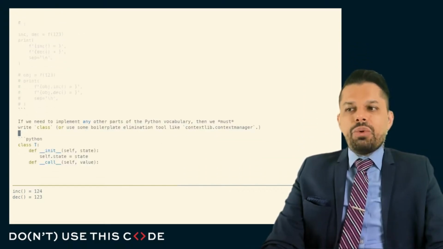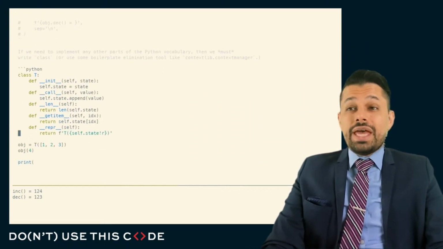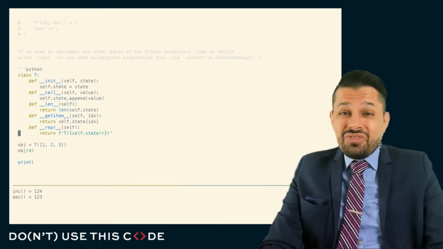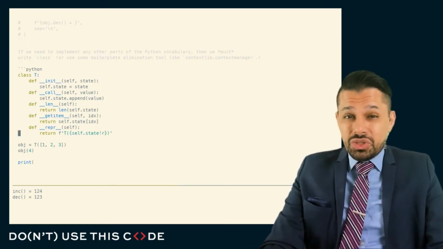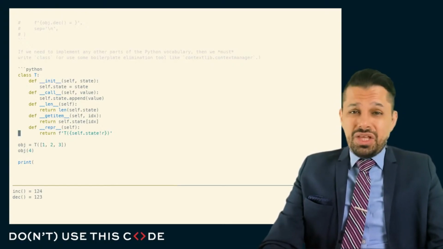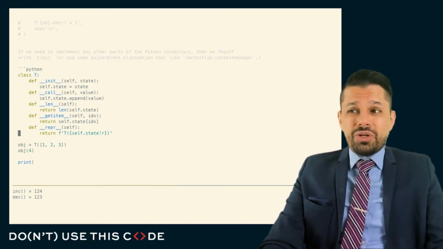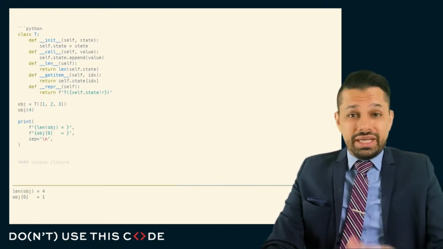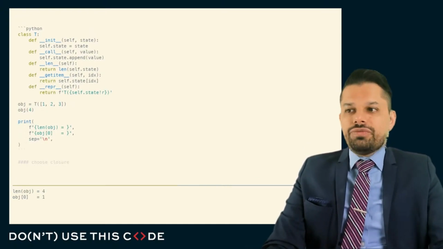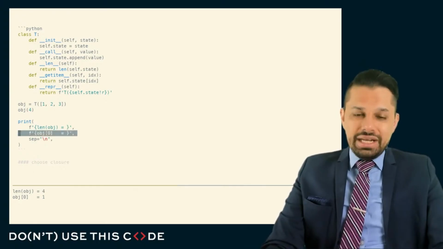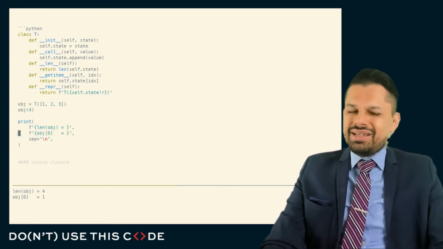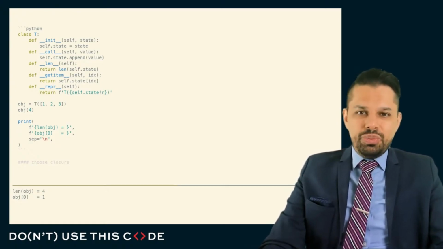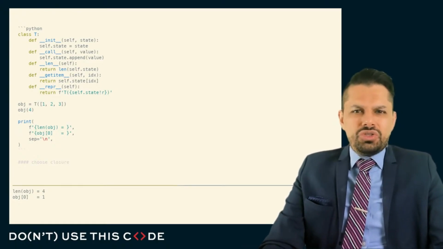If it's the case that we want to implement the Python vocabulary, then we must write a class-based object because, other than employing some boilerplate elimination tool like a contextlib.contextmanager, the only way that we can interact with the Python vocabulary is by writing these data model methods. So in this case, if we wanted to support things like len, that top-level built-in function, or the __getitem__ protocol, well, it's going to be really, really clumsy to do this with a closure and a named tuple, and we can't do it with just a closure by itself.